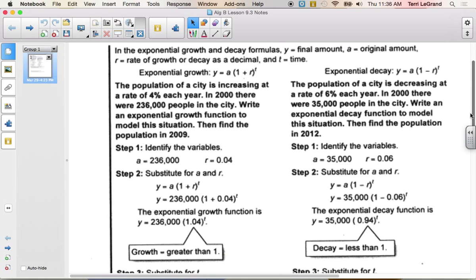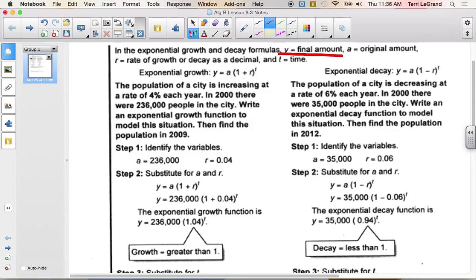Lesson 9.3, exponential growth and exponential decay. We are going to take a moment here and look at the stuff that's written up here already worked out for us. In the exponential growth and decay formulas, I want you to underline right now: y equals the final amount.